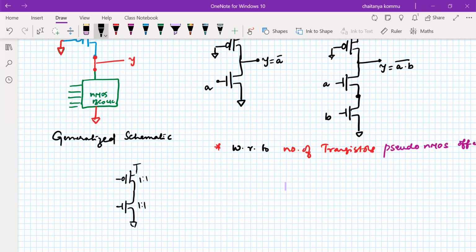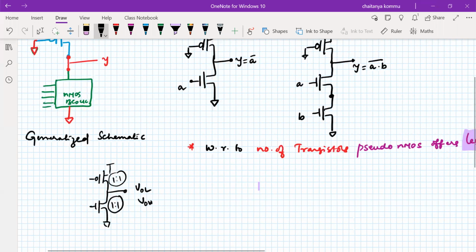You'll get better output. It does not depend upon the ratio. Whatever the VOL and VOH, the output low value and output high value, does not depend upon the ratio of the devices. Whereas this approach depends upon the ratio of the MOS transistors.